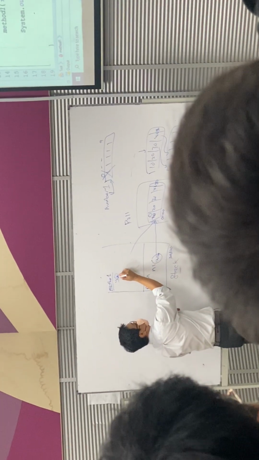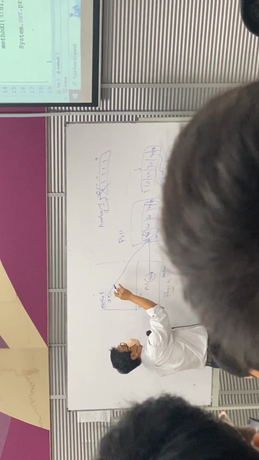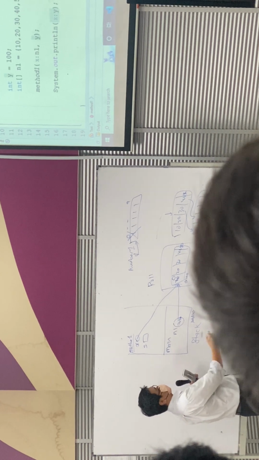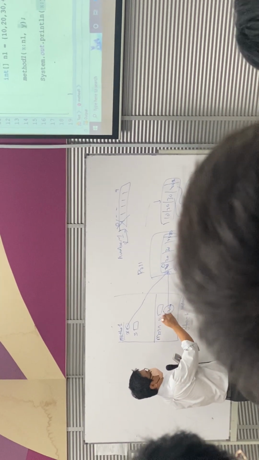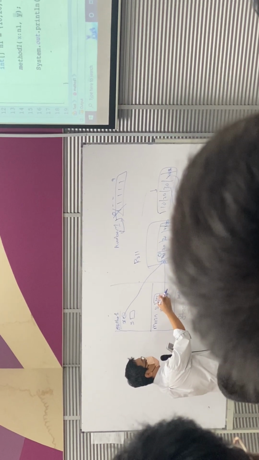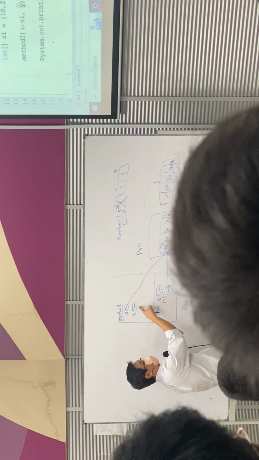Inside method 1, you have one x. Just now, the x is a pointer pointing to this memory location. Now I'm adding another y. What happened to the y? Y is a normal memory location. You're going to store 100 inside, so this 100 is passed over here. So this y will get the answer 100.